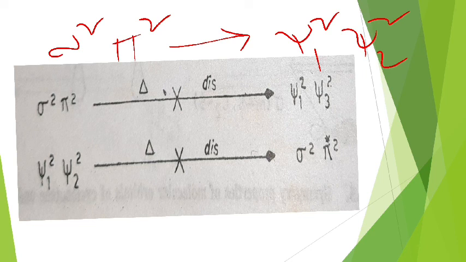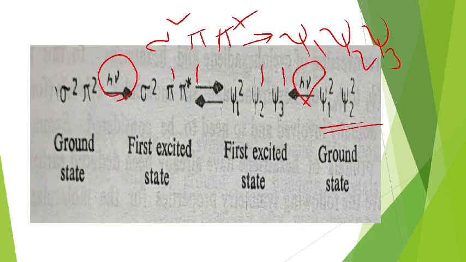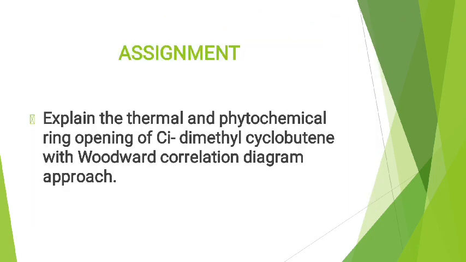So this is about the correlation diagram method and application of correlation diagram to cyclobutene butadiene conversion. So now you write an assignment.